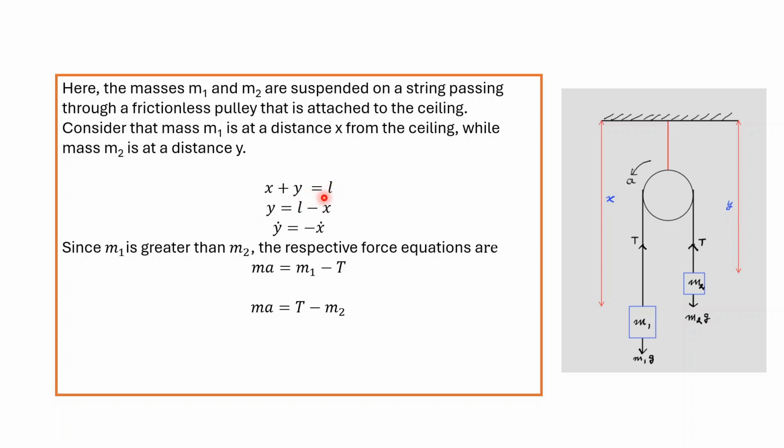We may express y in terms of x with the help of this equation, y equal to L minus x. If you differentiate this equation, y equal to L minus x, we get y dot equal to minus x dot, dy by dt equal to minus dx by dt, since L is a constant and the differentiation of L equals 0. Since M1 is greater than M2, the respective force equations are: for M1, the equation is ma equal to M1g minus T. For the mass M2, the equation is ma equal to T minus M2g.